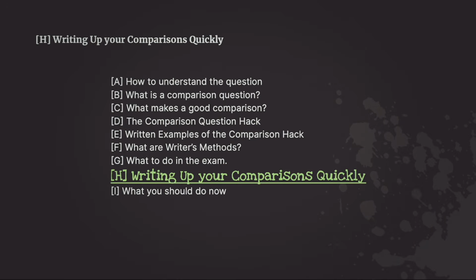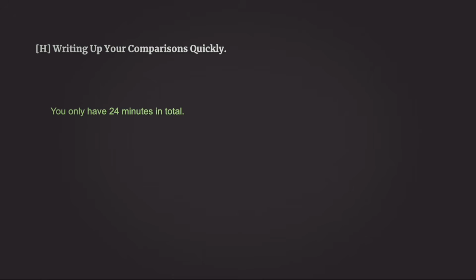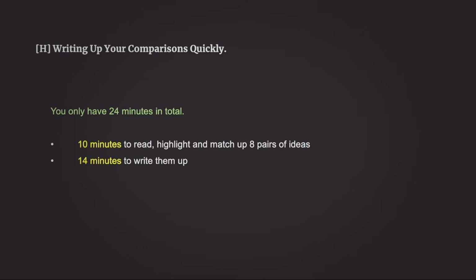Part H. Writing up your comparisons quickly. Now remember, you've only got 24 minutes in total. That's 10 minutes to read, highlight and match up 8 pairs of ideas and 14 minutes to write them up. So to write 8 comparisons, you're going to need a snappy and quick way to write the answers.